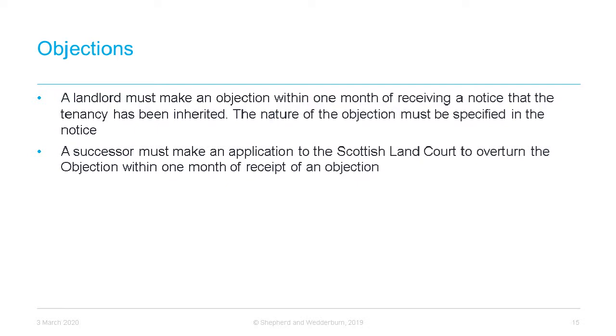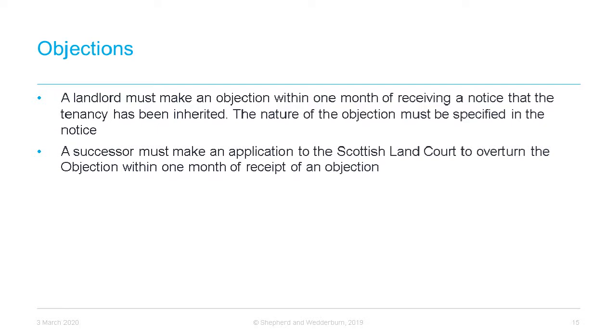If the landlord misses the 1 month time limit for making the objection, the landlord loses the right to object and the transfer isn't capable of being challenged. If the successor tenant receiving an objection doesn't make an application to the Land Court within a month of receiving the objection, the objection will be valid and the tenancy will come to an end as a result.